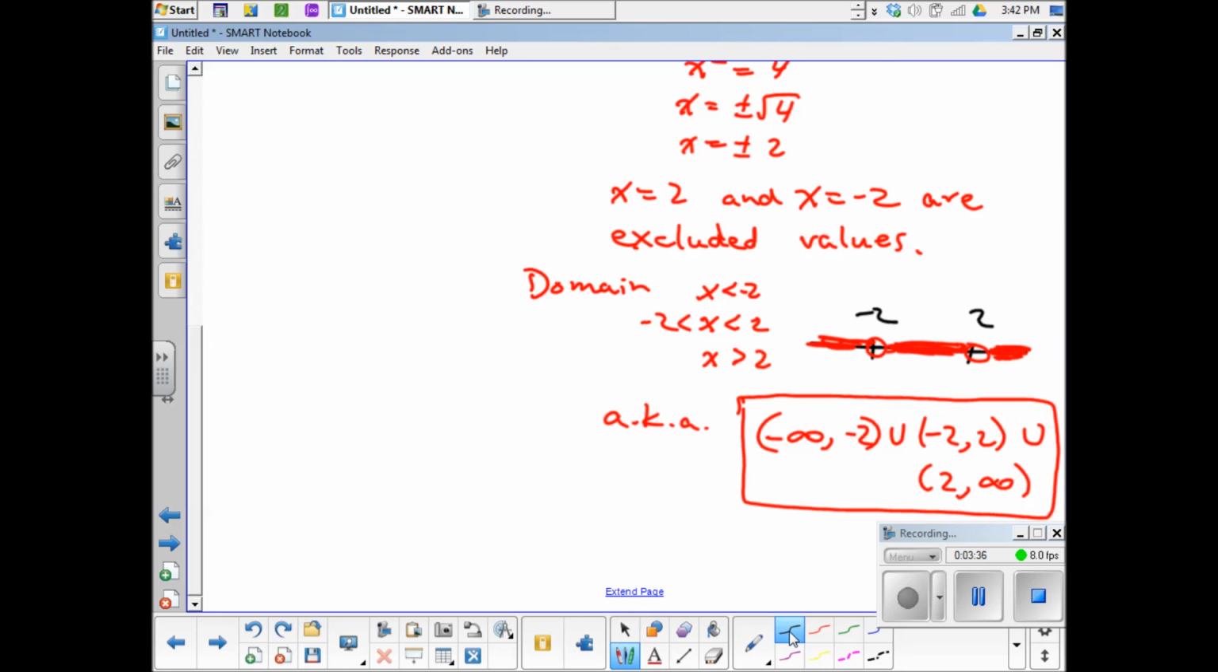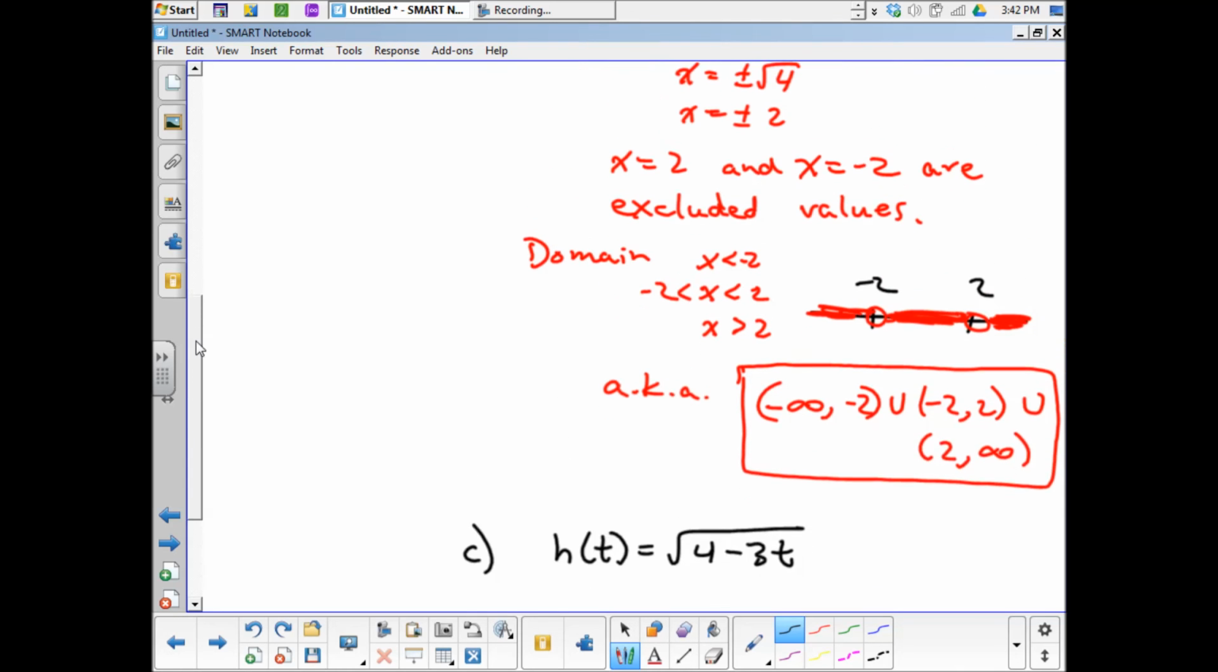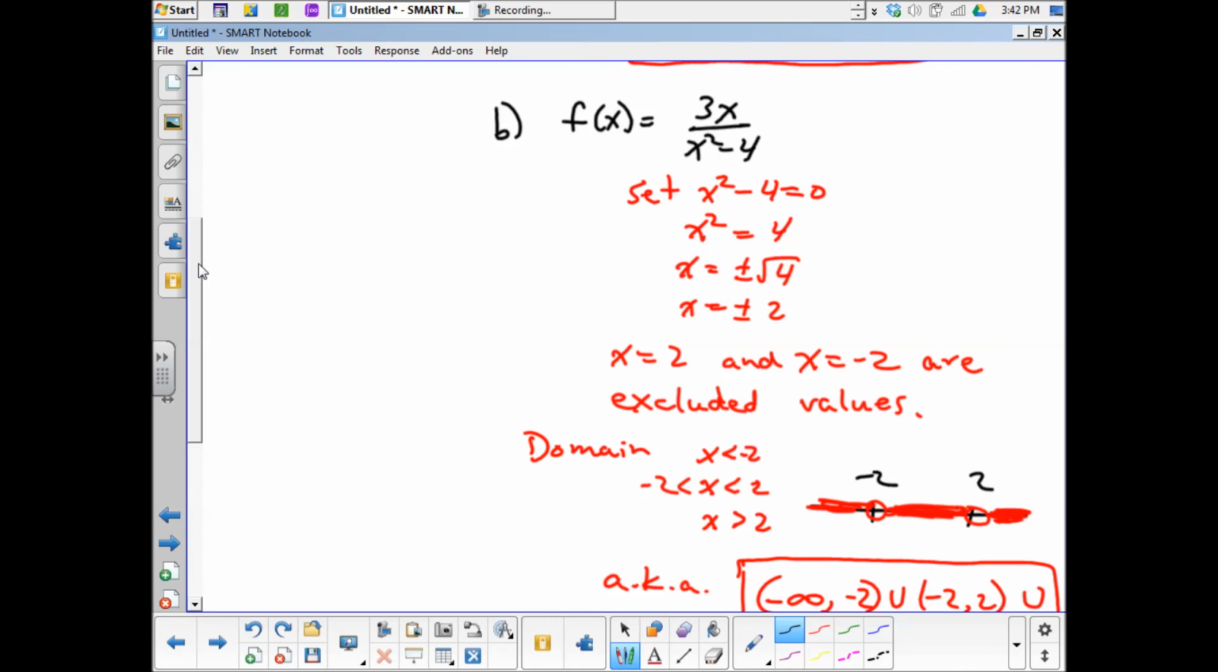Okay, let's do another one. Let's do a function. How about h of t is equal to the square root of 4 minus 3t. Now, on this one, there's no denominator. On that last one, the reason we weren't allowing 2 and negative 2 is because you can't have 0 in the denominator, right? So this was not allowed to be 0. That's actually how we started our problem.